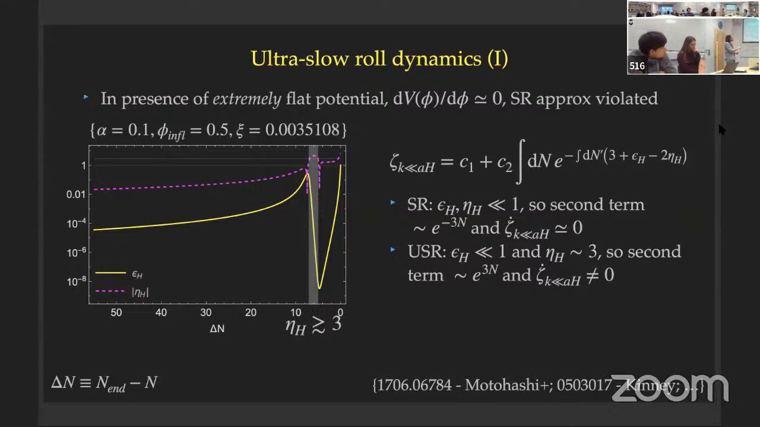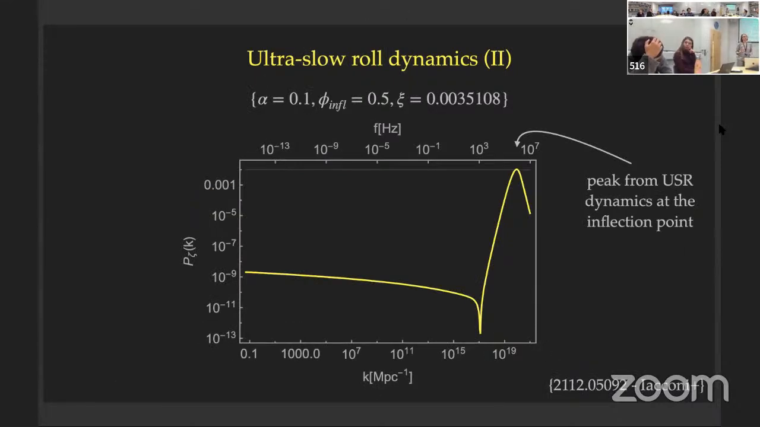But during ultra slow roll, epsilon H is small, but eta H is not small. It's actually around 3. And so the second term is not suppressed, it actually grows. And so zeta will be given by a constant plus something growing, and is no more constant on super-horizon scales. So basically, we expect perturbations to grow from ultra slow roll dynamics. And this is exactly what we find when we look at the numerical results for the scalar power spectrum produced by this sort of model.